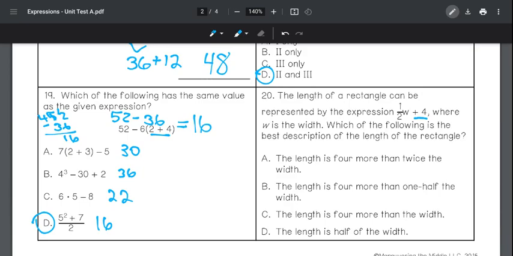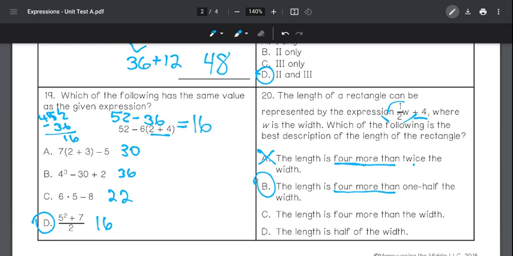So options, letter A, the length is 4 more than, so that's good, that means we're adding 4, twice the width. Well, last time I checked, 2 and 1/2 were not the same number, so A's out. B, the length is 4 more than, which means we're adding 4, 1/2 the width. 1/2 width is right there. So the answer is B.